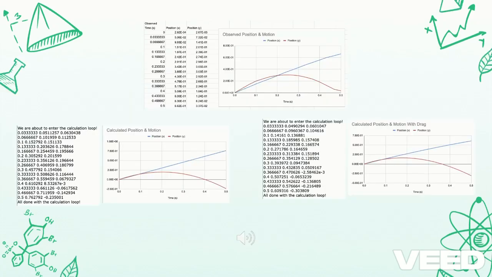At the top, we have the observed position changes. Next to this is a graph focusing on the positions and motion observed. Below are the results of the coding graphing using sheets. These graphs also focus on positions and motion, but calculated using coding. The left shows results of that which is not including drag. The right results acknowledge drag.